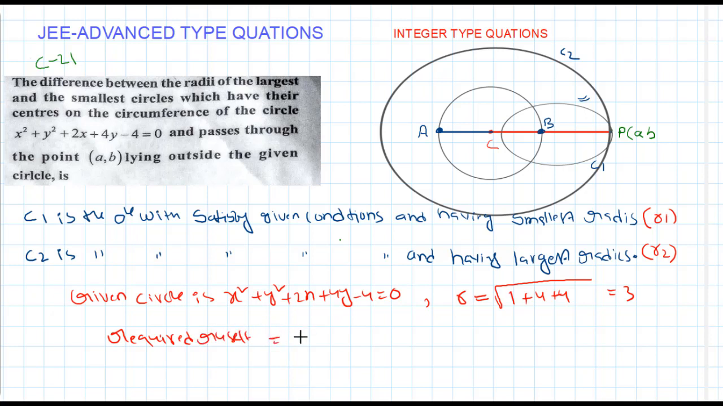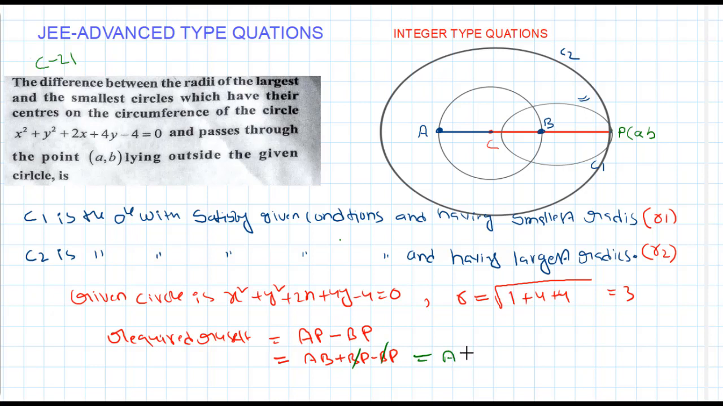AP minus BP you want. AP means what? AB plus BP. AB plus BP minus BP. So what happened here? BP gets cancelled. So the required result is nothing but AB.